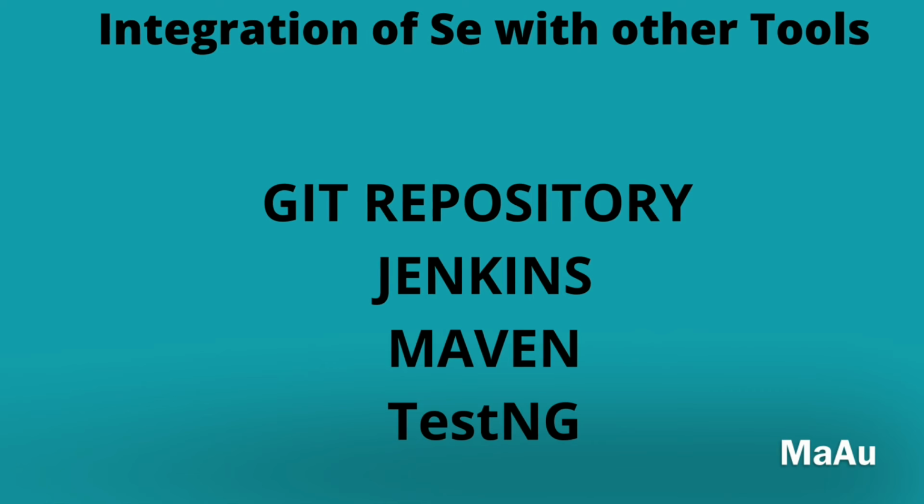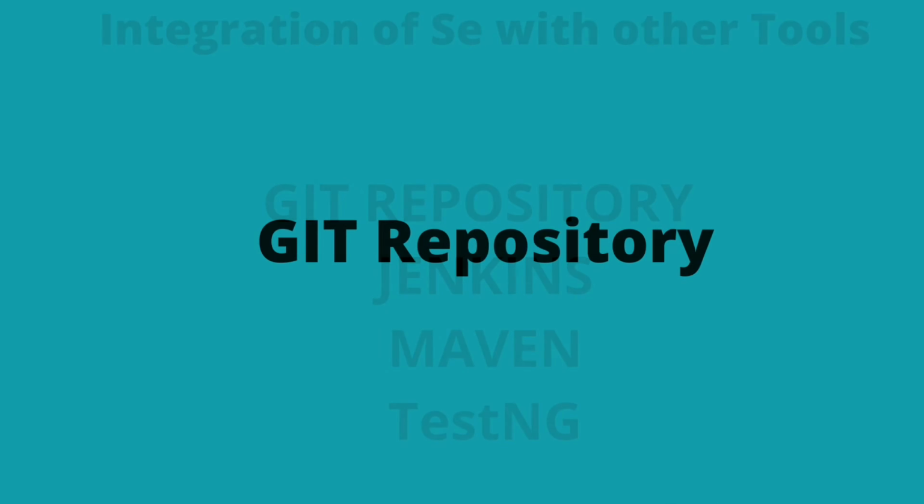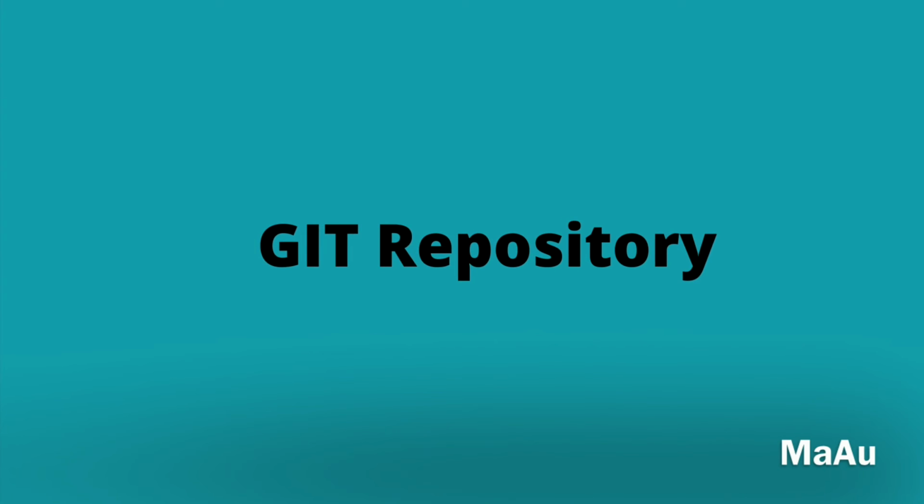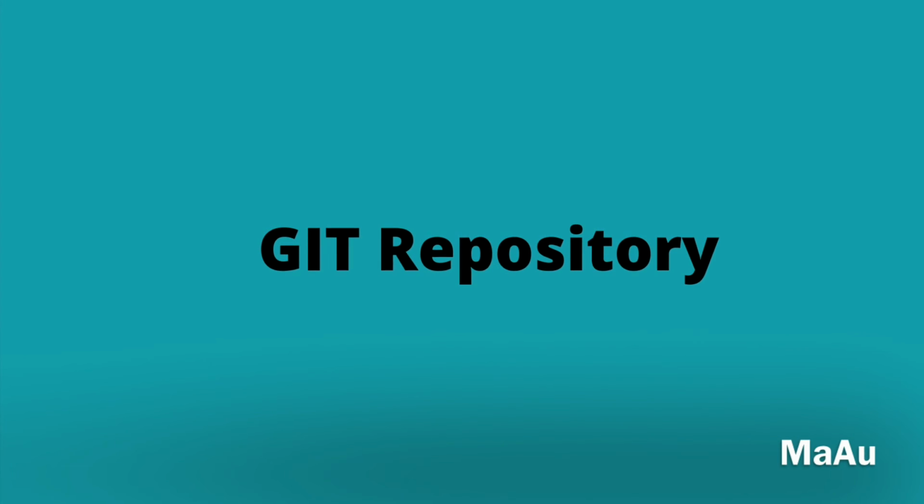So apart from these three, we have another repository which can be integrated with Selenium and which is widely used, that is the Git repository. The Git repository is integrated with Selenium to commit code to execute automated test scripts. Once code is integrated in the repository, Selenium can extract it during its test execution and give the results.